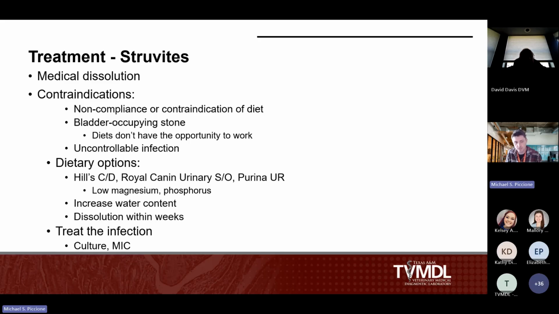Finally, don't forget, we mentioned before about struvite crystals and stones being associated with urinary tract infections. If that is present, make sure you treat accordingly. I'll always encourage culture with MIC to make sure that you know exactly how to treat these particular bacteria and you're not just creating, say, a superbug, so to speak.